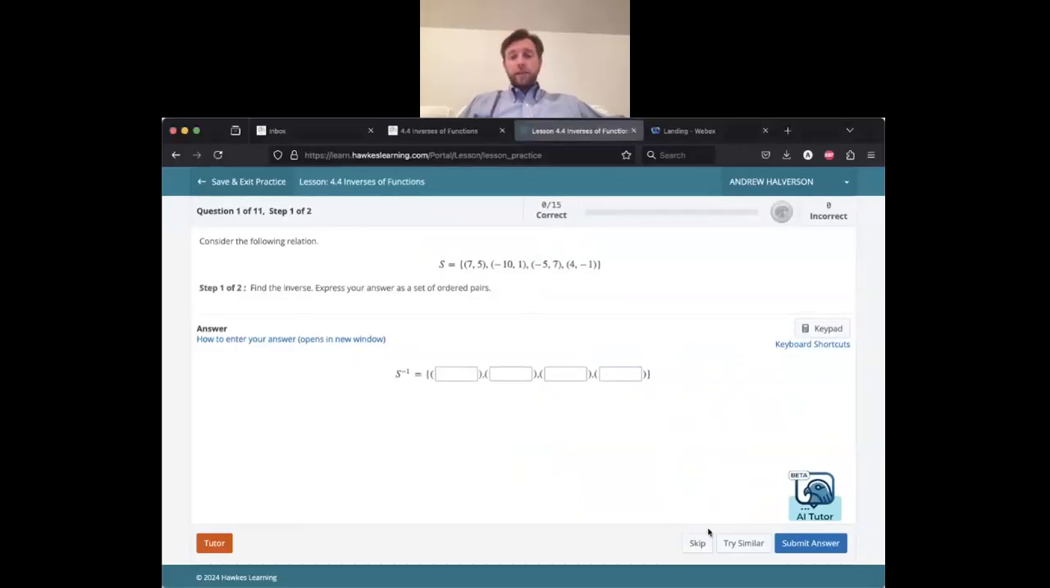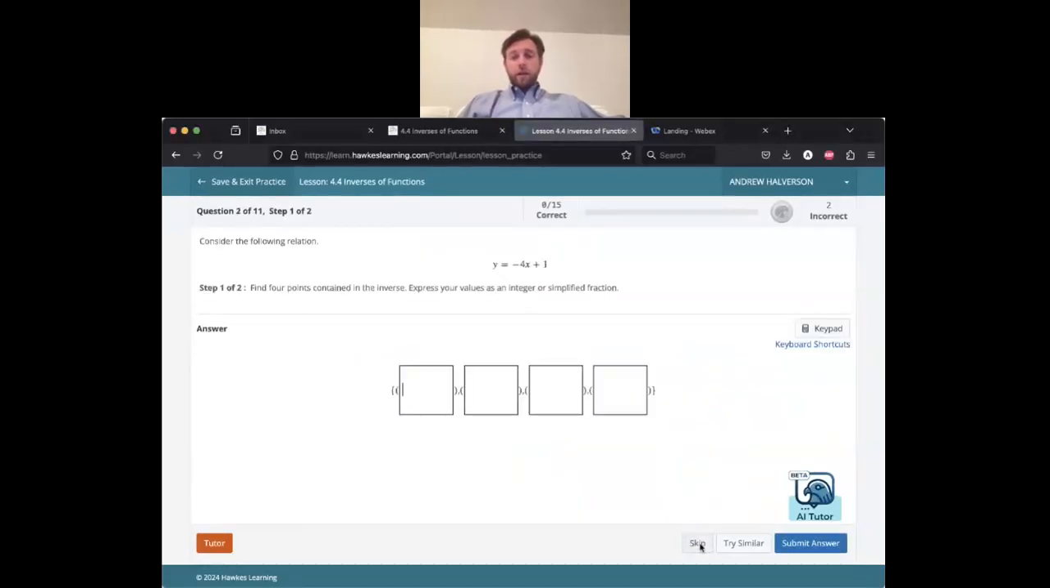Okay, let's keep going. Let's see. Okay, this one says, find 4 points contained in the inverse. Express your values as an integer or simplified fraction. So what we have here is an equation of a line.